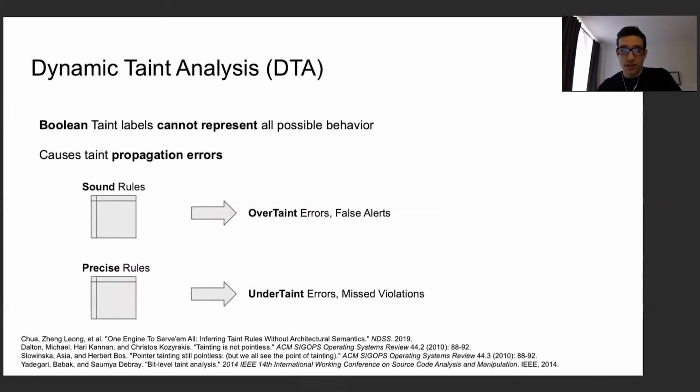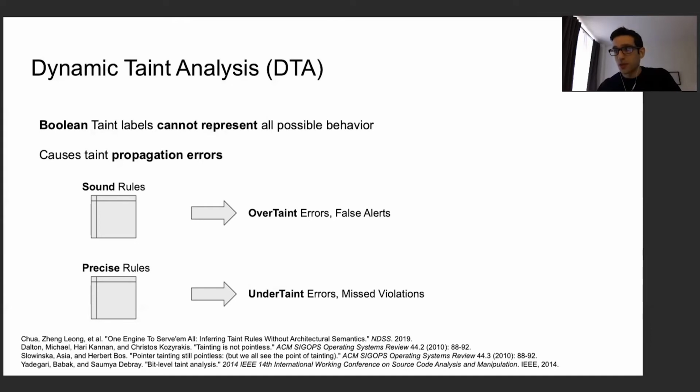These errors occur because taint labels only contain Boolean information and cannot represent all possible program behavior. Taint system designers therefore must choose between writing more sound rules, which err on the side of propagating more, but cause more overtaint errors, or writing more precise rules, which perform more limited propagation and avoid some overtainting, but can also miss possible data flows.